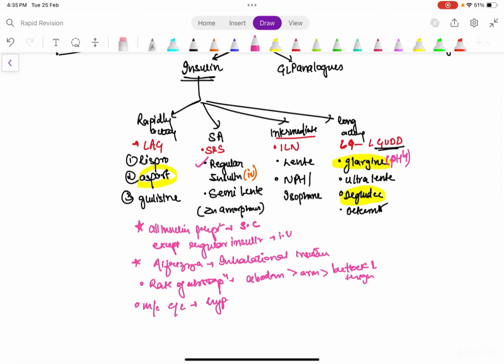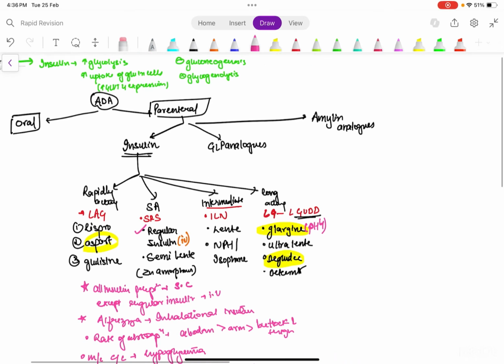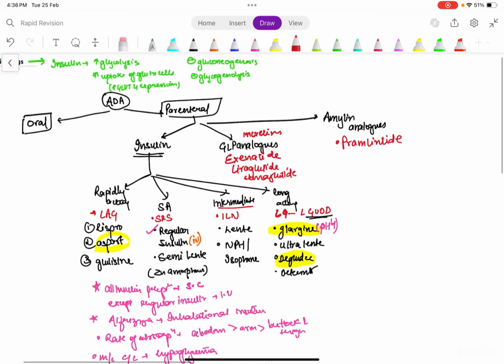Then the most common complication is hypoglycemia, and the most common complication at the injection site is lipodystrophy. Now let's talk about the GLP analogs. In GLP analogs, you have to remember only 2-3 names. GLP analogs are what we call incretins. These are exenatide, liraglutide, and semaglutide. Then the amylin analog is pramlintide.